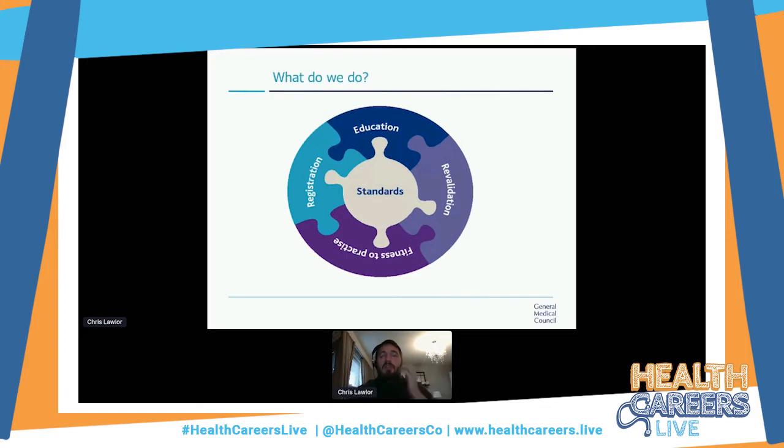And then finally, in the center of the jigsaw are the standards that we produce, and those standards underpin all of the work that we do. And ultimately, that's my role at the GMC, to come and talk to doctors and medical students about the standards that are in place to help and support you on a day-to-day basis.